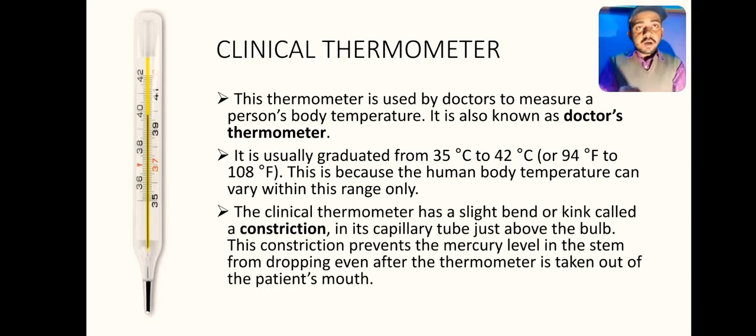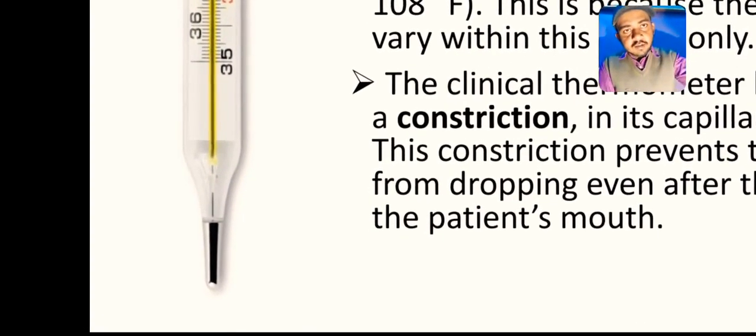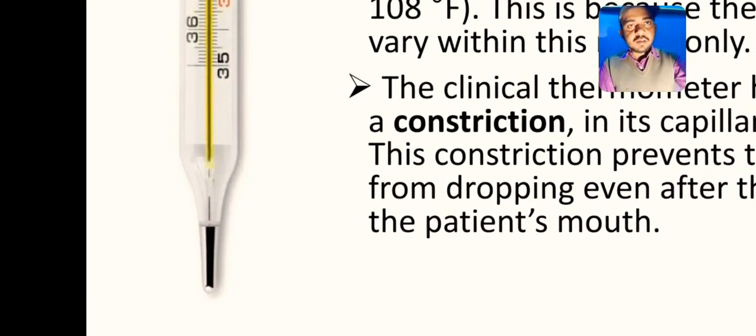The most important feature of this thermometer is the constriction. What is the constriction? The clinical thermometer has a slight bend or kink called a constriction in its capillary tube just above the bulb. This constriction prevents the mercury level in the stem from dropping even after the thermometer is taken out of the patient's mouth. As you can see in this picture, my dear students, there is a little bit of a constriction right here.